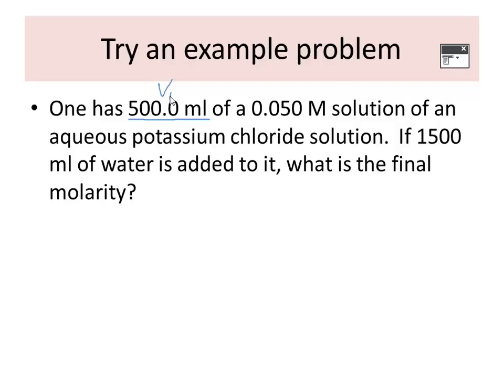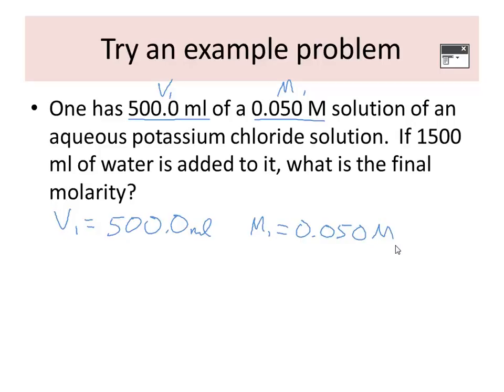V1. Let me go through it. One has a 0.050 molar solution. What is this one? It's easy because it has the M. It's my starting molarity of an aqueous potassium chloride. So identify what it is. My V1 is equal to 500.0 milliliters. My M1 is equal to 0.050 molarity, of an aqueous potassium chloride solution.